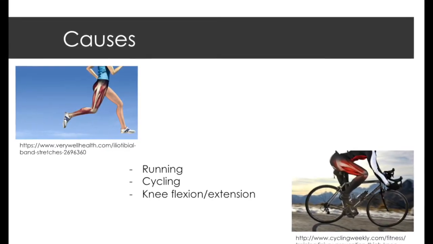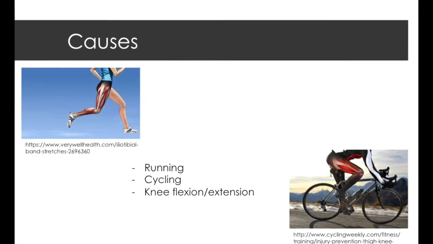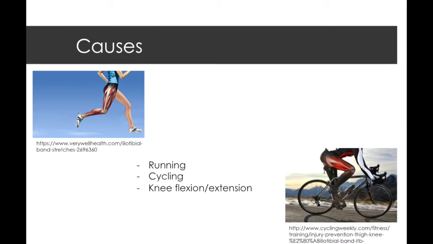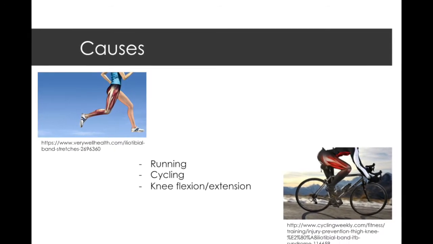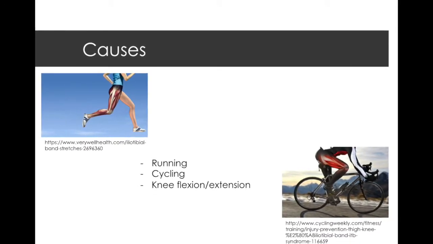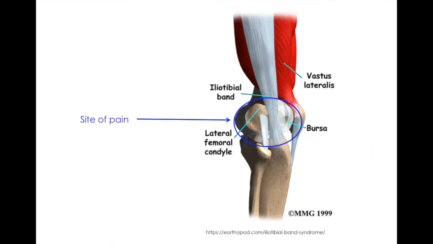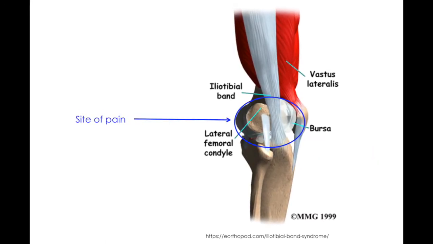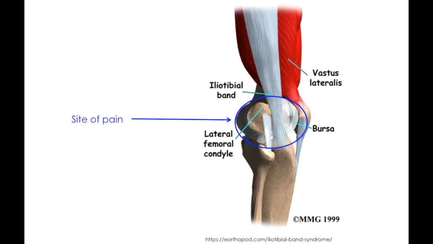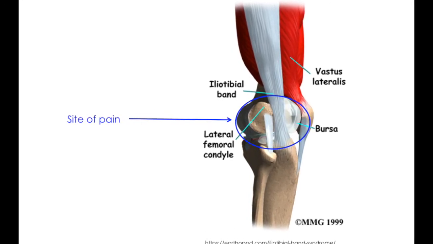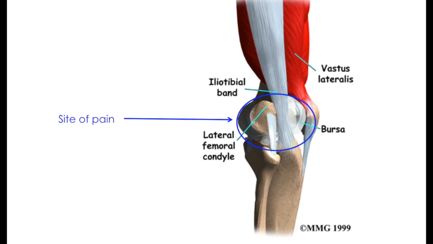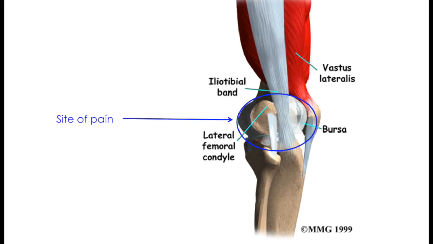IT band syndrome is an overuse injury that is most common in runners and cyclists due to the repetitive flexion and extension that occurs at the knee. This recurring flexion causes the IT band to rub against the lateral condyle of the femur, resulting in pain and inflammation on the lateral aspect of the knee.